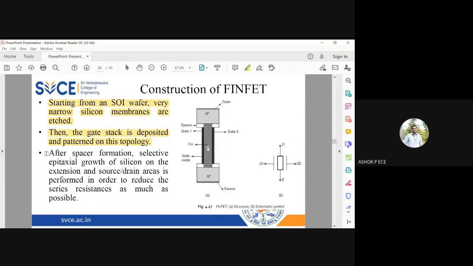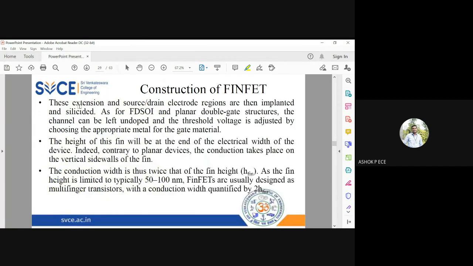After the spacer formation, selective epitaxial growth of silicon on the extension and drain or source areas is performed to reduce the resistance as much as possible. So careful fabrication of FinFET is required, because the device is going to be smaller in structure and it has to overcome all the difficulties when you operate the device in a high frequency region. The extension of source and drain are then implanted and silicided.